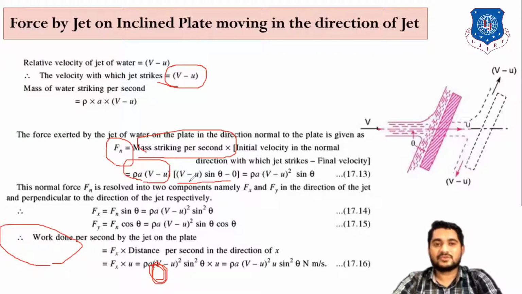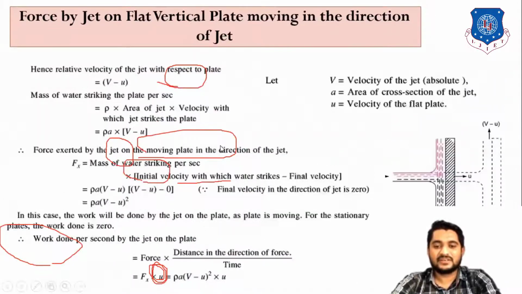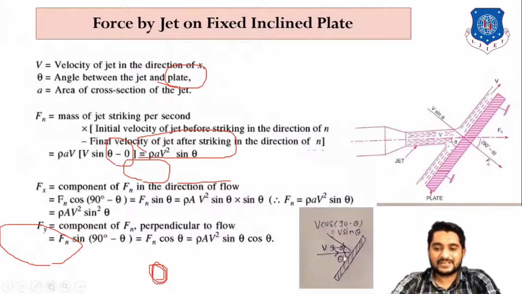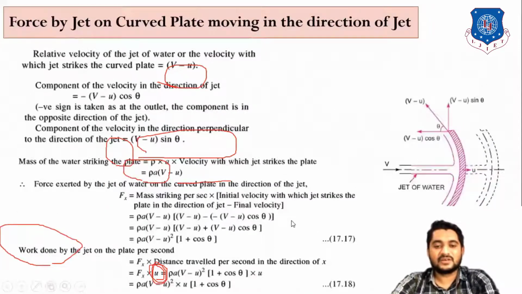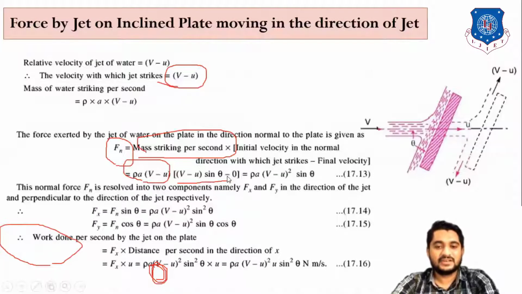Velocity of the jet before striking the plate in the normal direction will be (v minus u) sine theta. As derived earlier, let us revise again. The velocity of the jet before striking the plate in the normal direction will be v cos(90 minus theta), that means v sine theta, right? So here we have to take (v minus u) sine theta, and after striking the plate there is no velocity in the normal direction, so it will be zero. So our equation will be rho a (v minus u) square sine theta. This is the equation for Fn.